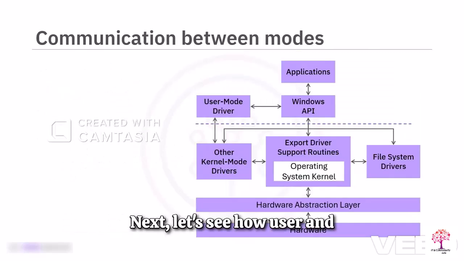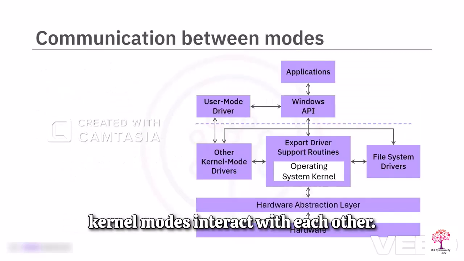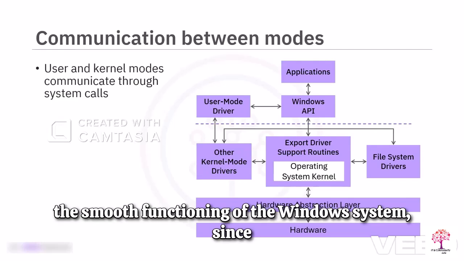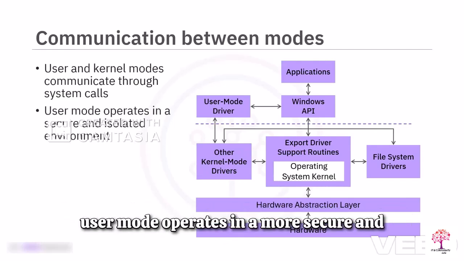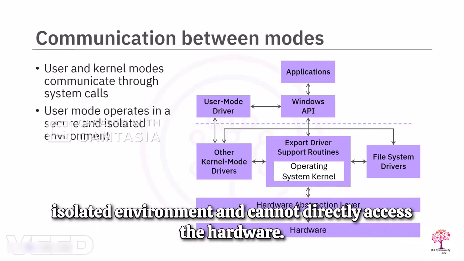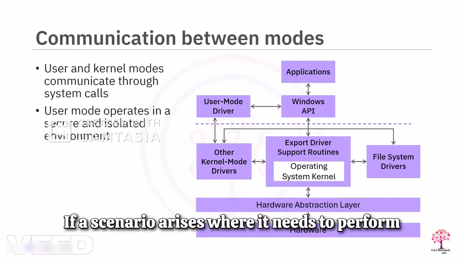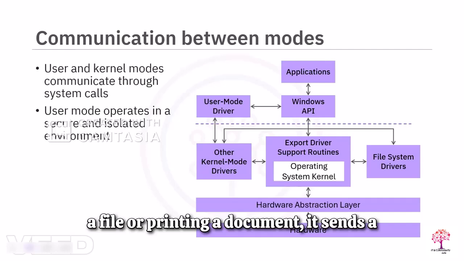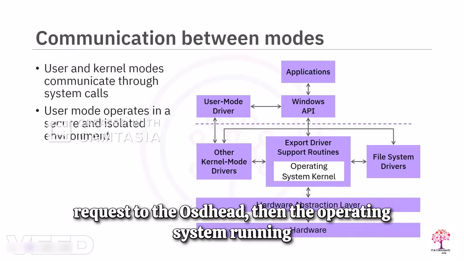Next, let's see how user and kernel modes interact with each other. Communication between these two modes is essential for the smooth functioning of the Windows system. Since user mode operates in a more secure and isolated environment and cannot directly access the hardware, if a scenario arises where it needs to perform an action that requires hardware access, such as writing a file or printing a document, it sends a request to the OS.